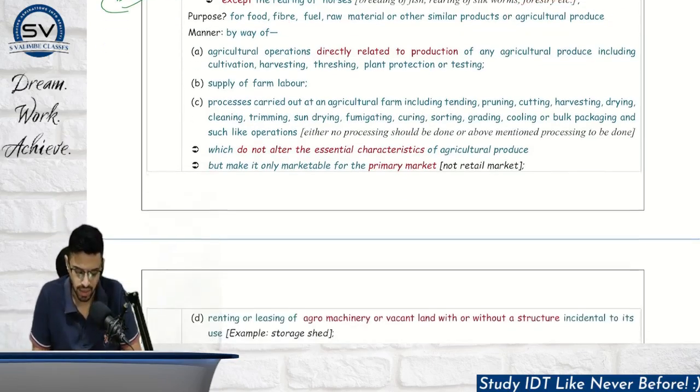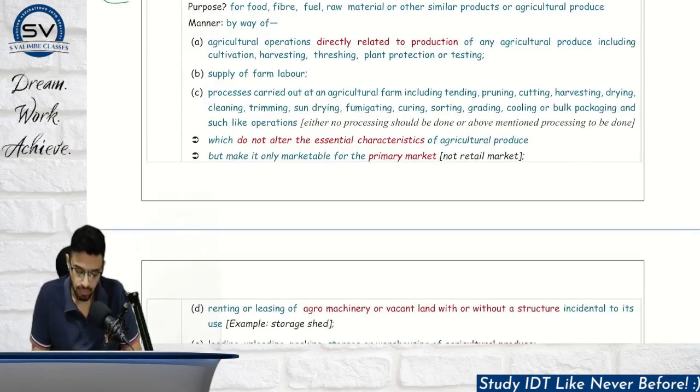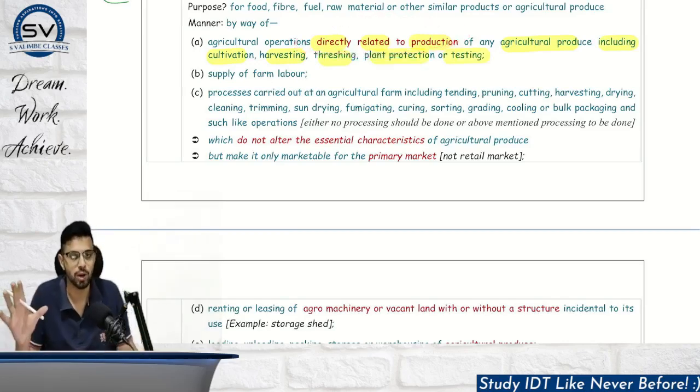So it can be literally anything. Now, what is the manner of doing this? What all activities are covered? See, manner is agriculture operations which are directly related to production of any agriculture produce, including cultivation, harvesting, threshing, plant protection and testing. Our focus is directly related to the production.